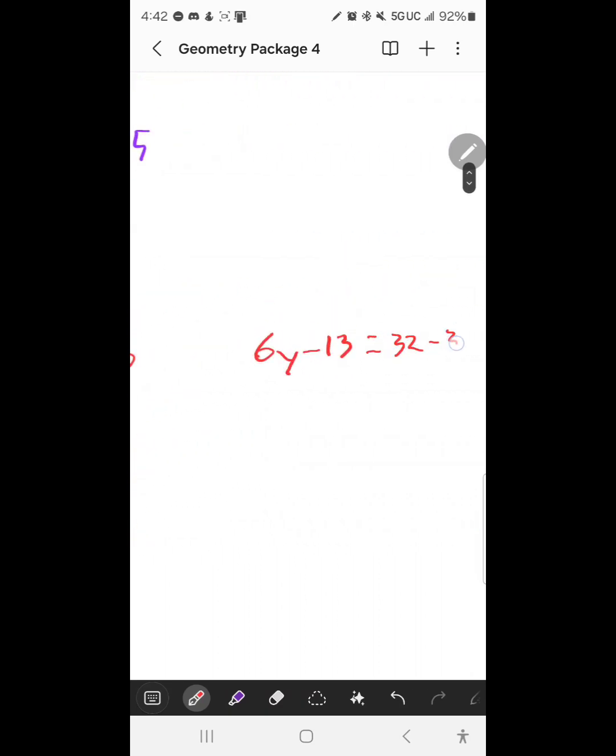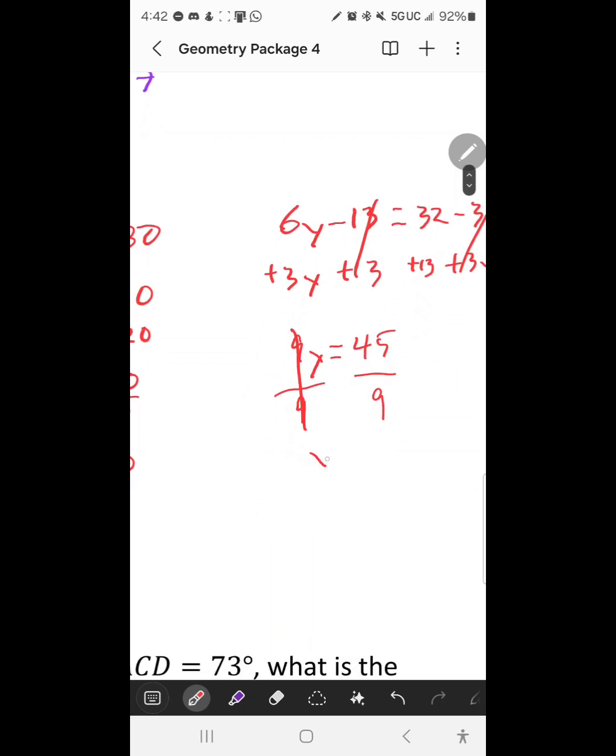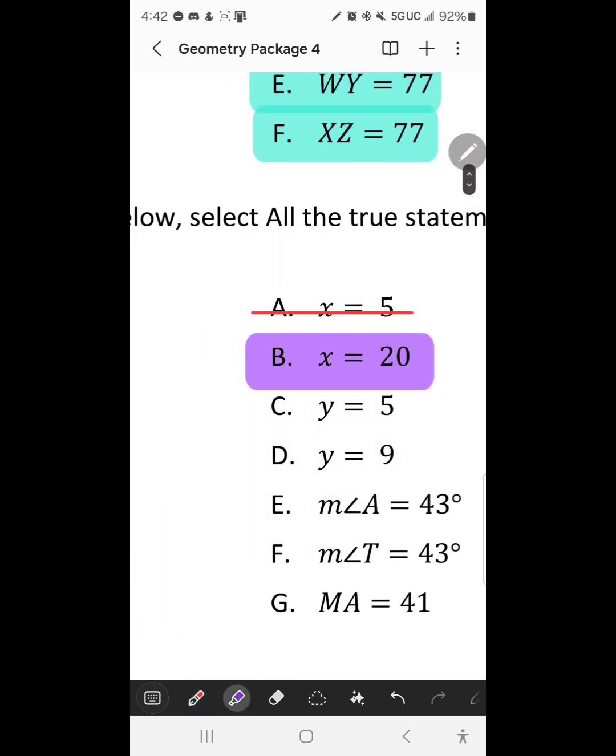Equal 32 minus 3y. So we add 3y to both sides, and we add 13. So this cancels and this cancels, and we have 9y equal 32 plus 13 is 45. Now we divide by 9, cancels, and 45 divided by 9 is 5, so y equals 5. And here we have our answer. Better. And this is not true.